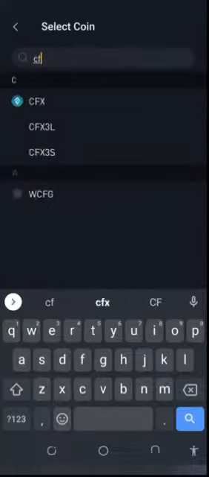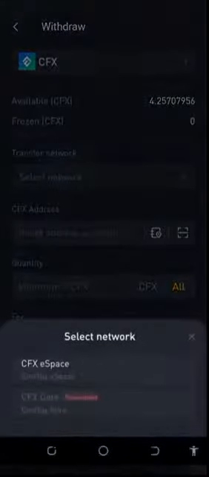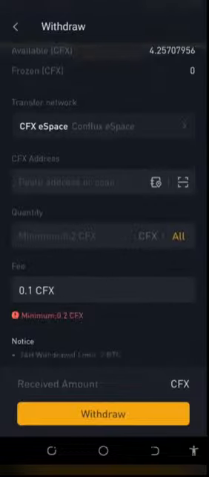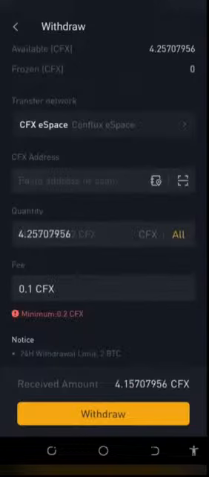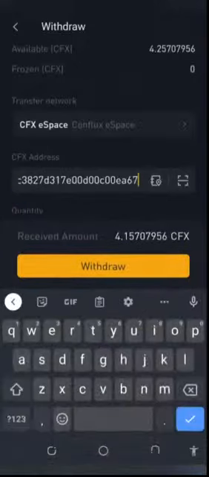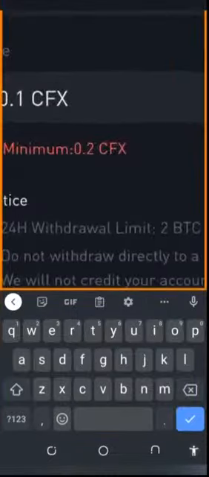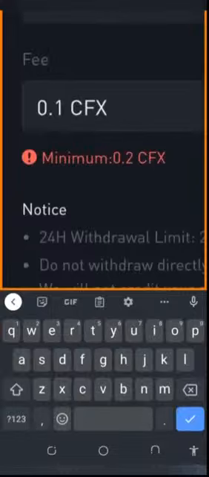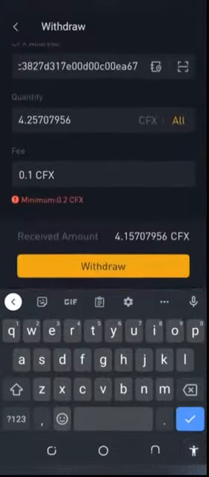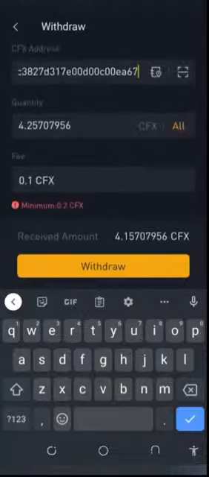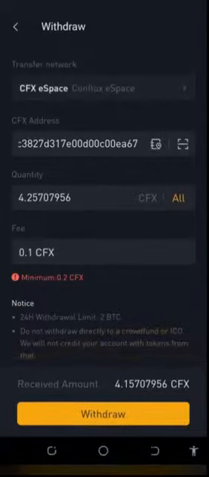So, CFX. Let's see, CFX eSpace, of course. And then let's see what we're putting in here. Available, yeah, everything. Let's see, all, of course. Let's put in the address. Okay, it said minimum. Minimum is what? Okay, minimum is 0.2 CFX. I've done that. Okay. Well, maybe just a little warning. Okay, all. And then we go ahead. Everything looks good.